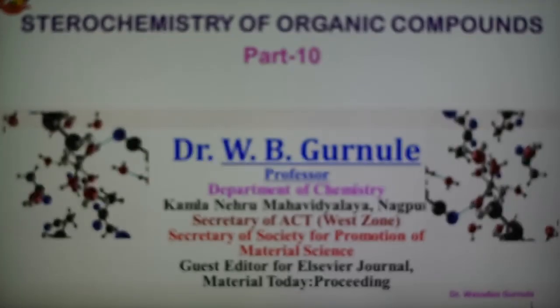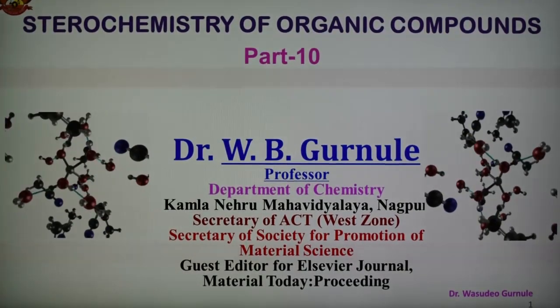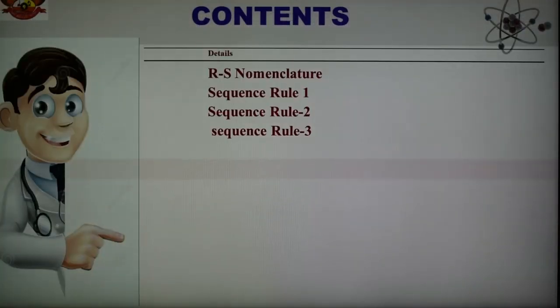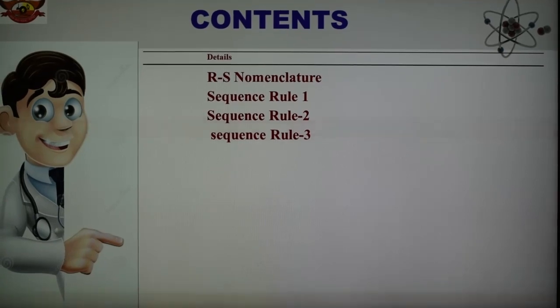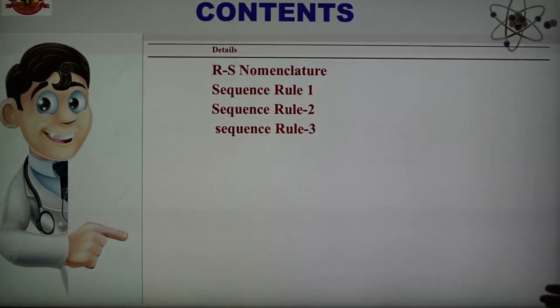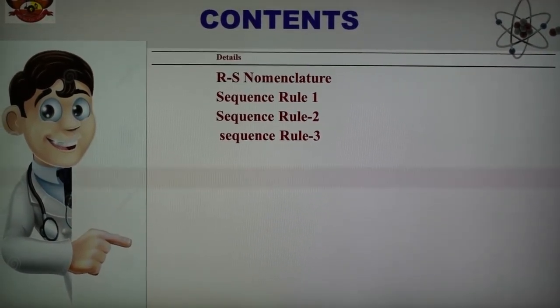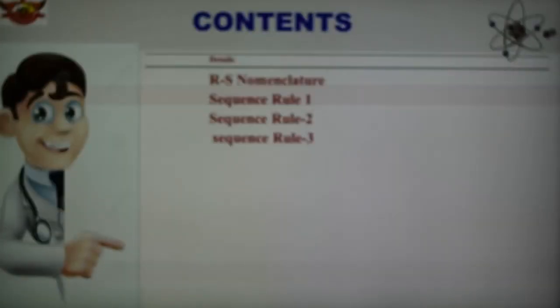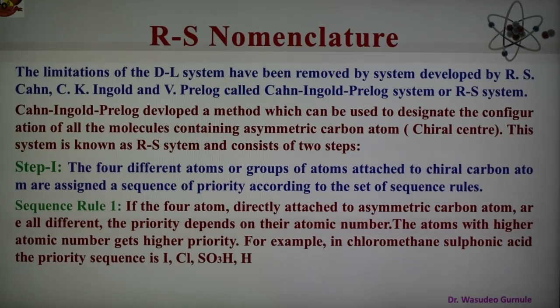So in this part, what are the sequence rules and what are the different steps to know the R and S configuration of the organic compound, we are going to discuss. The topic is stereochemistry of organic compounds, and this is part number 10. In this part, we are going to discuss what is RS nomenclature, and the sequence rules 1, 2 and 3, based on which we can decide the priority order of the atoms or groups of atoms, and then whether the compound has the R or S configuration can be decided.